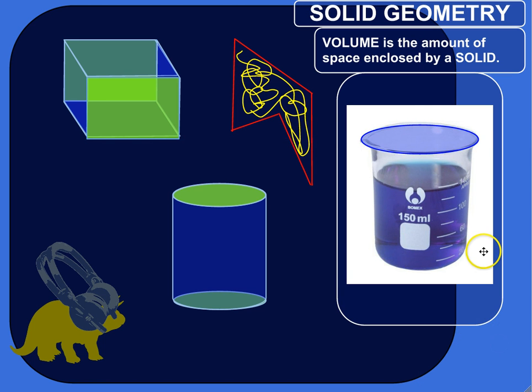All right, and so you can think of the volume of this beaker type thing as the amount of space enclosed by it, or the amount of strange blue water it could potentially hold. So this is not filled up all the way, but imagine it filled up. However much weird blue water that is, that's the volume enclosed by that solid.